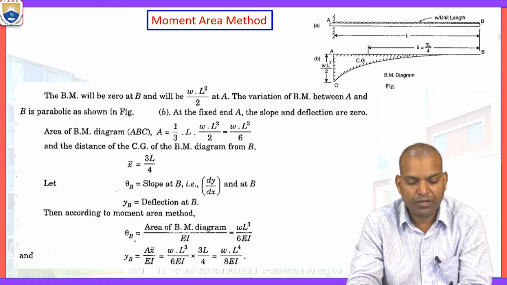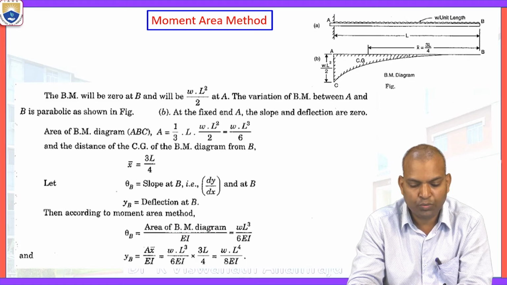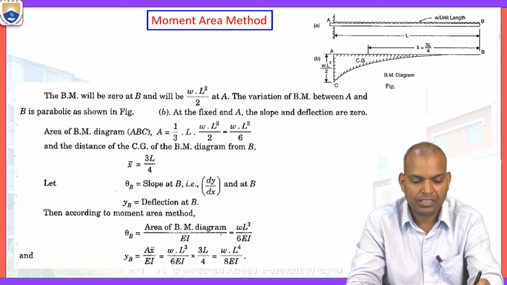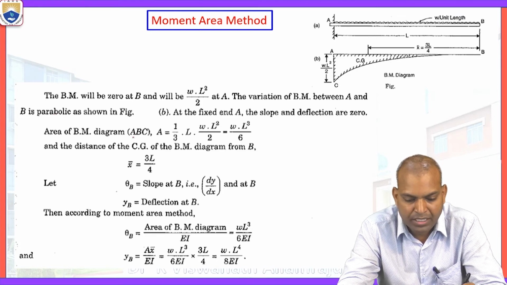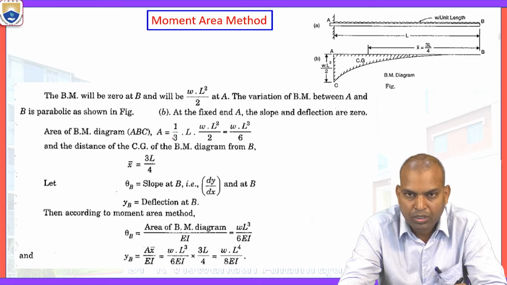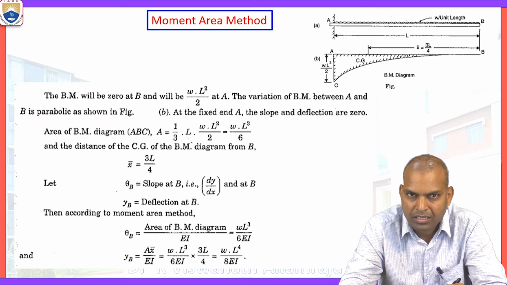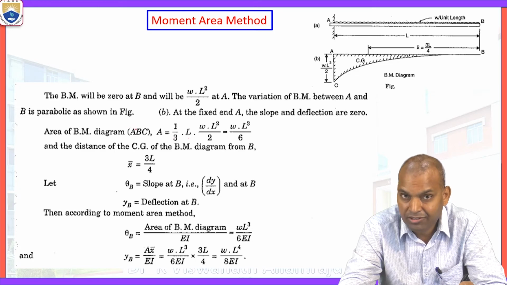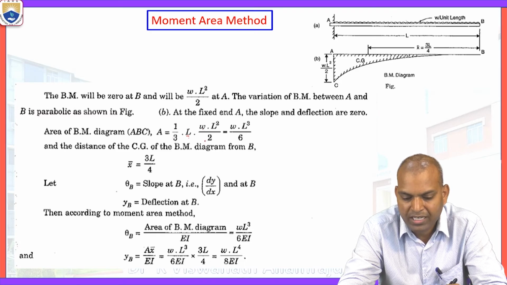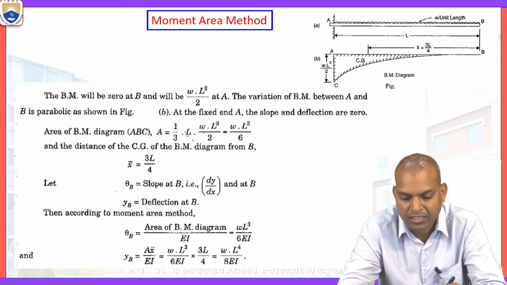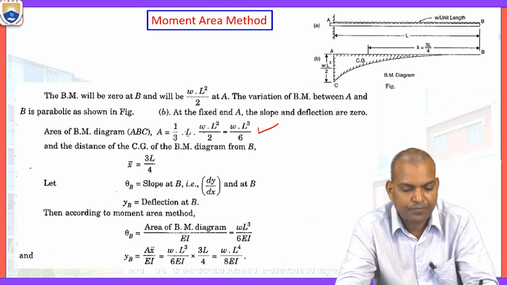So the area of the bending moment diagram, that is WL³/6. Let us see here. The area of the bending moment diagram ABC, that is A, equal to one-third of base into height. Again, it is not considered as a triangle. So this is the formula: 1/3 of L times WL²/2 variation, 1/3 of base into height, that is WL³/6.